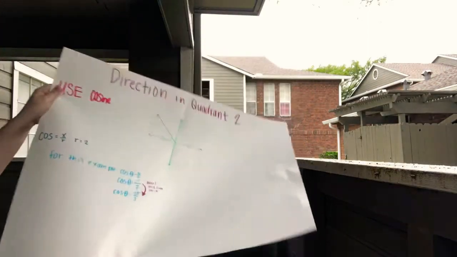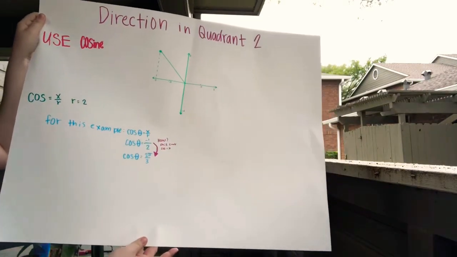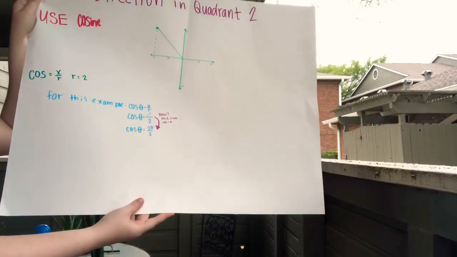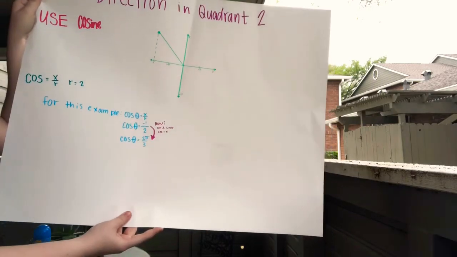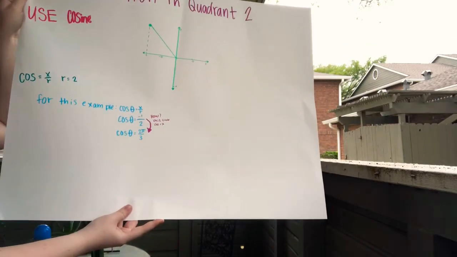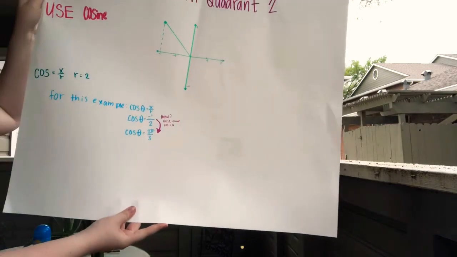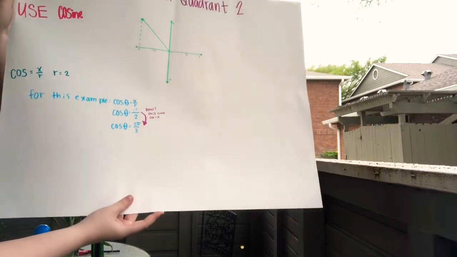In quadrant 2, it's a little different. We're going to use cosine. So here on my graph, my point is at (-1, 1). Cosine is x over r, where r is the radius, and the radius for this graph is 2. For this example, cosine of theta equals x over r, so cosine of theta equals negative 1/2, which therefore makes theta 2 pi over 3.